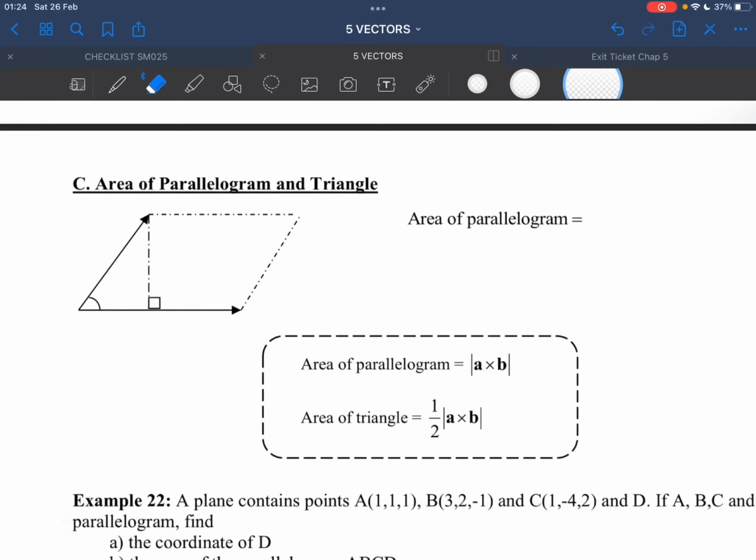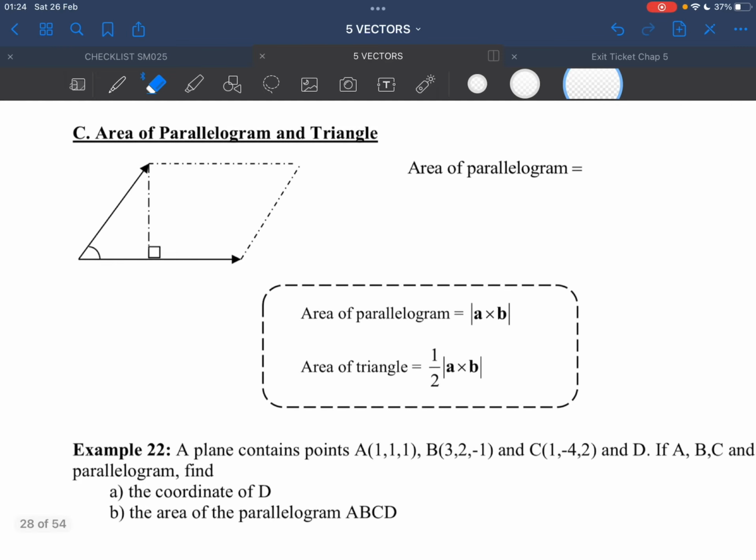Okay, last part for vector product, which is we are going to find the area of parallelogram and triangle. So as you can see from the diagram here, we have almost similar thing, a parallelogram shape. So how can we form the parallelogram? So let's just point this as A, B, C, D.